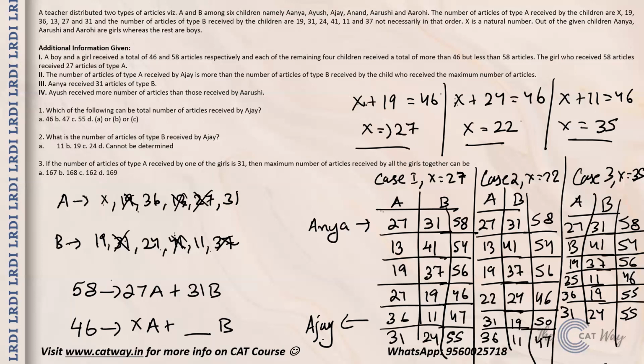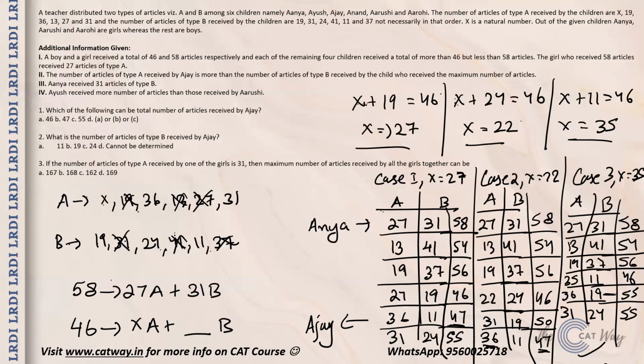Here also again, you have to find which person got 36. So here it is 36, and here Ajay's total was 47. Here also Ajay's total is 47. Whereas over here, if you talk about Ajay, this guy is Ajay, and here he is getting 55 articles. So this is what is happening over here.